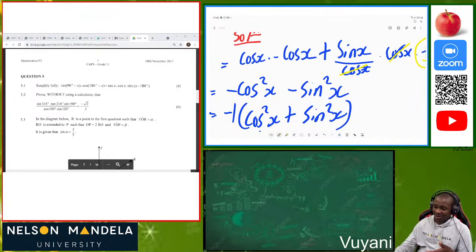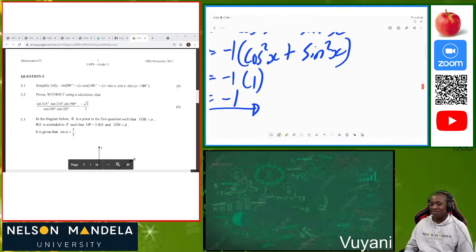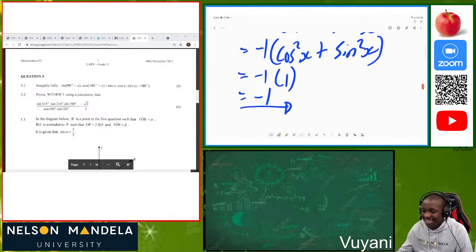Then after that, we know that this is an identity. Cos squared of x plus sine squared of x is equal to positive 1. So negative 1 times positive 1, and we end up having negative 1. Then you are done solving your question.